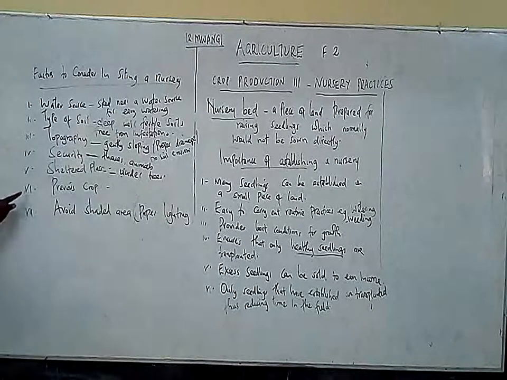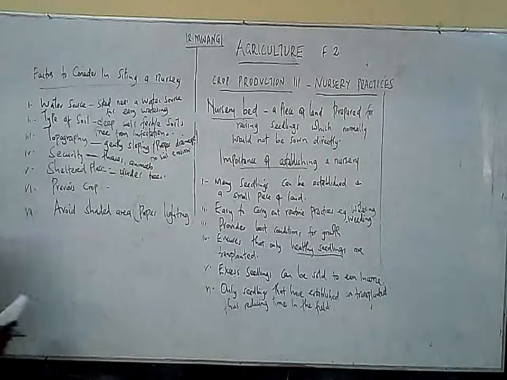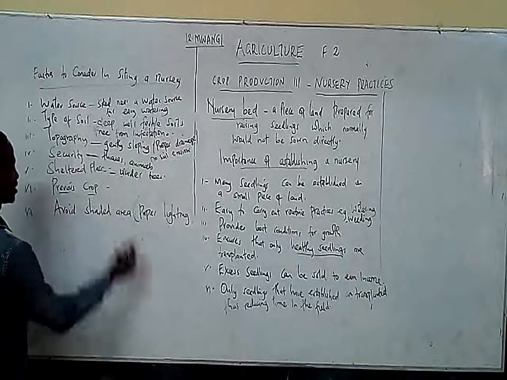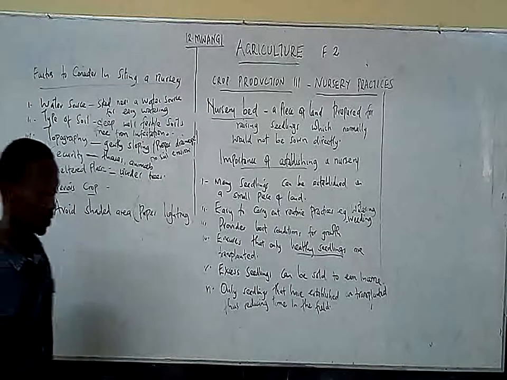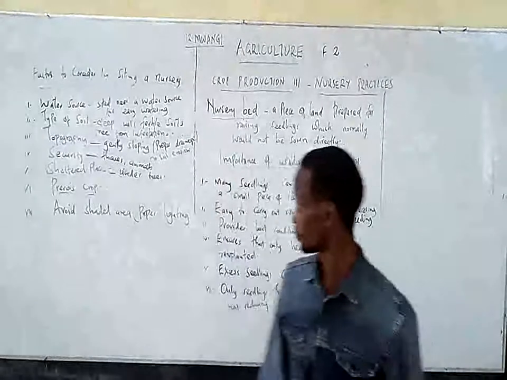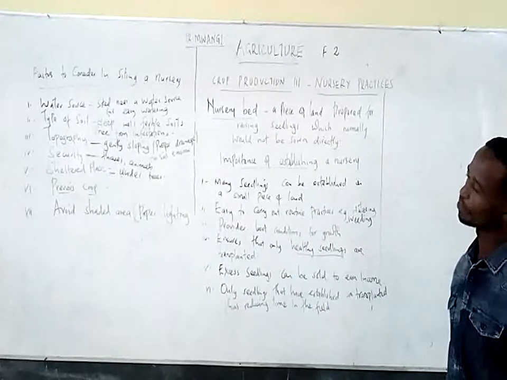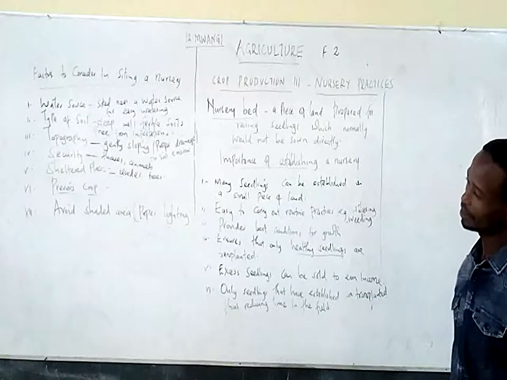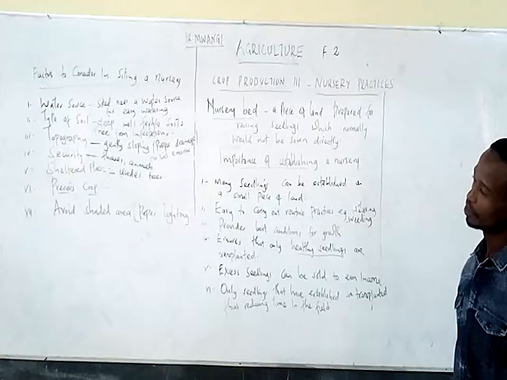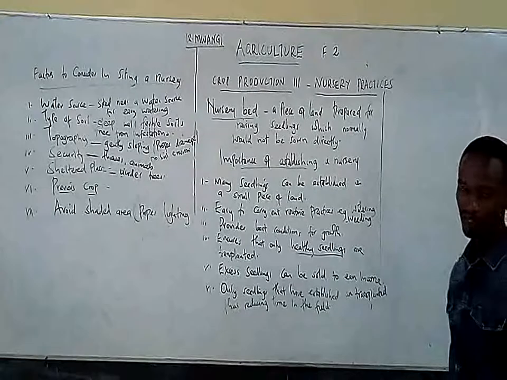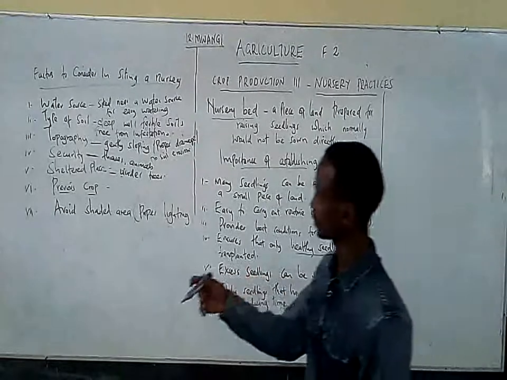Again, now number 6, the other factor is the previous crop. When you are siting a nursery, you have to consider the previous crop. For example, if you are going to establish a tomato nursery. And remember, when you talk about previous crop, crops from the same family are not supposed to follow each other, in that they have to alternate.